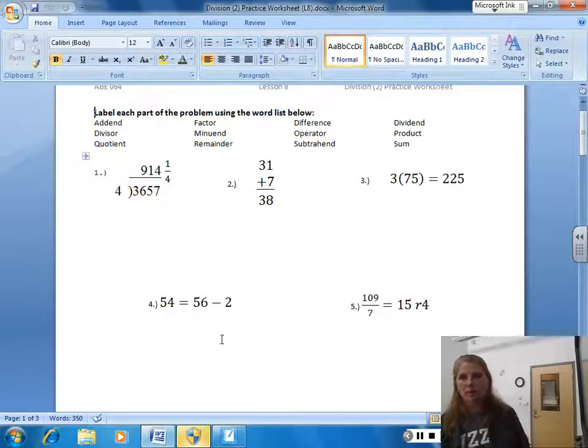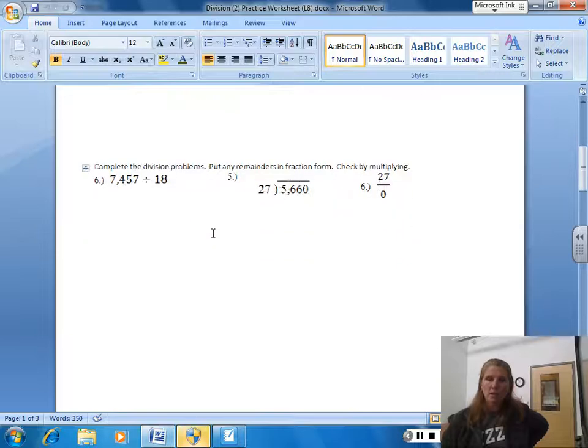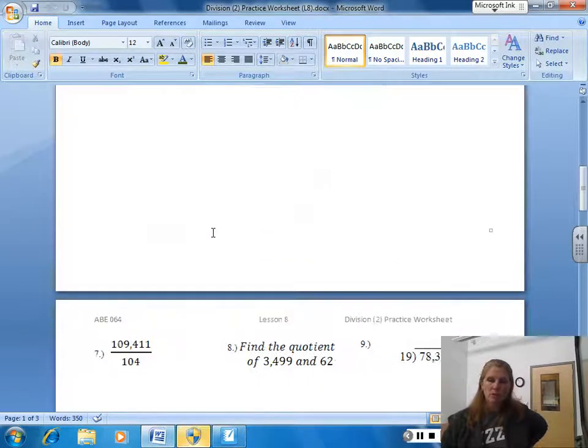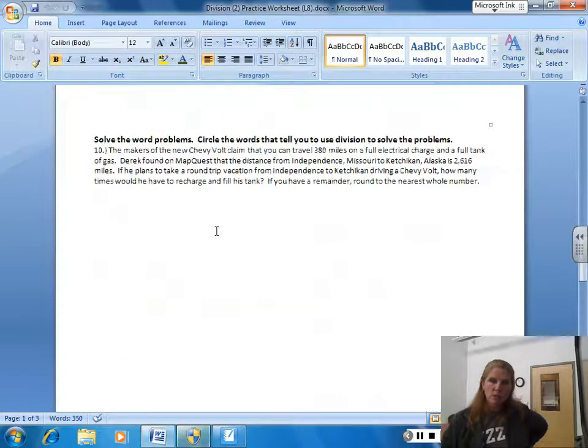The first 5 were to label the different parts of these problems using those terms that we looked at. And then we have 6, 3, and 3 more division problems. And then we get into word problems. The makers of the new Chevy Volt claim that you can travel 380 miles on a full electrical charge and a full tank of gas. So you have both, you're charged up and you're gassed up, you can go 380 miles.